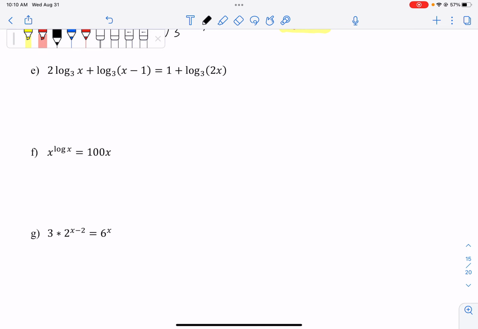Let's do a couple more over here. I'm going to make everything as log base 3 of something. This is log base 3 of x squared plus log base 3 of x minus 1. Instead of writing 1, I'm just going to write log base 3 of 3, plus log base 3 of 2x.